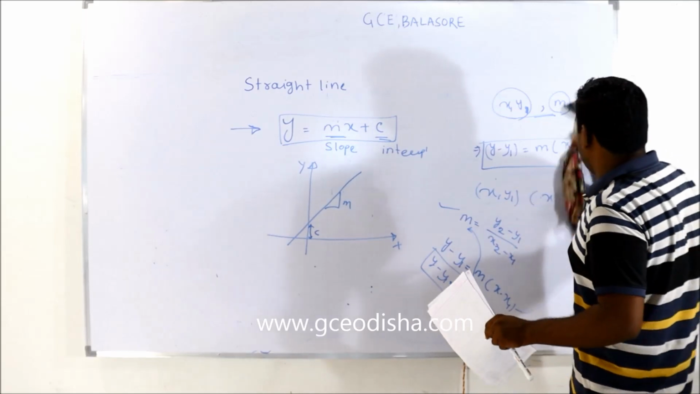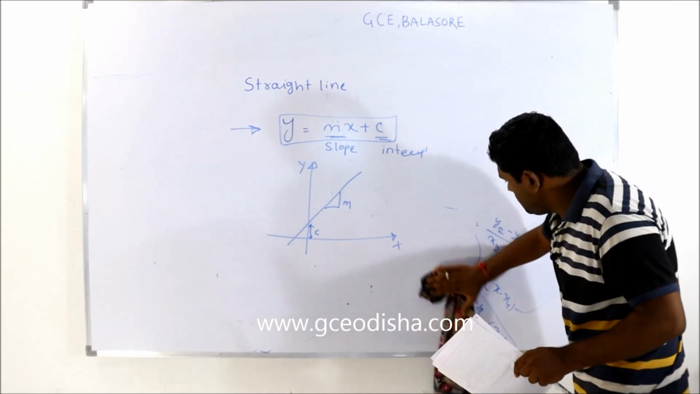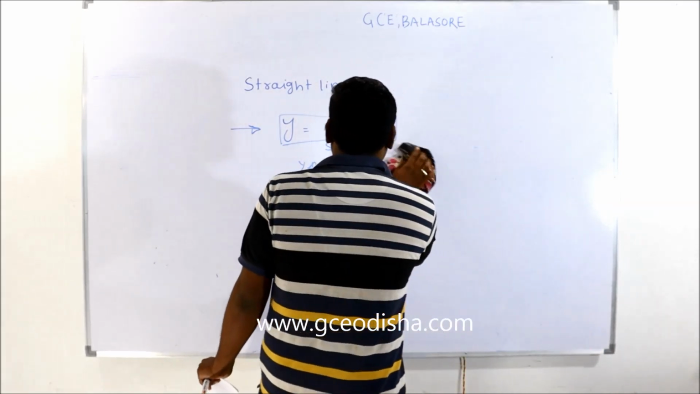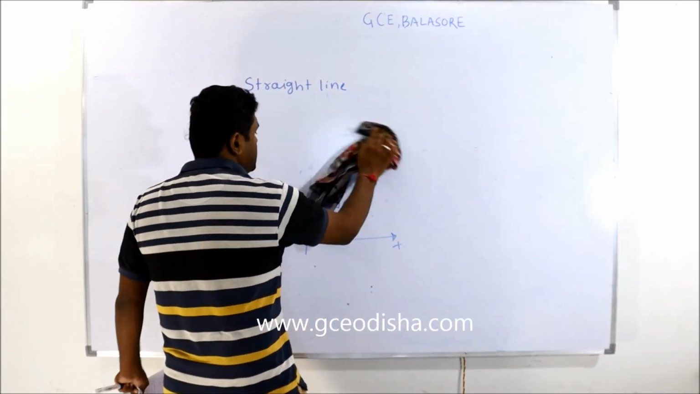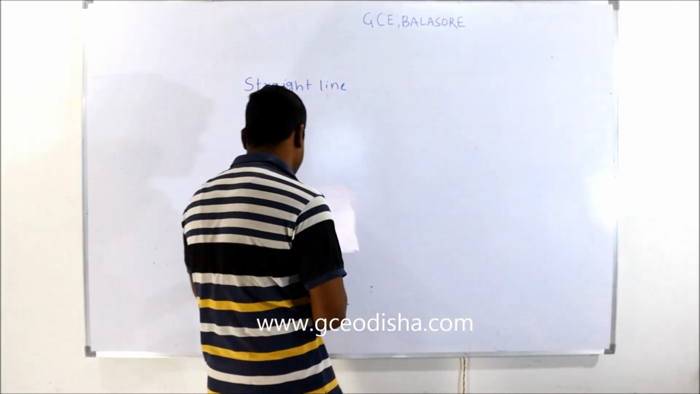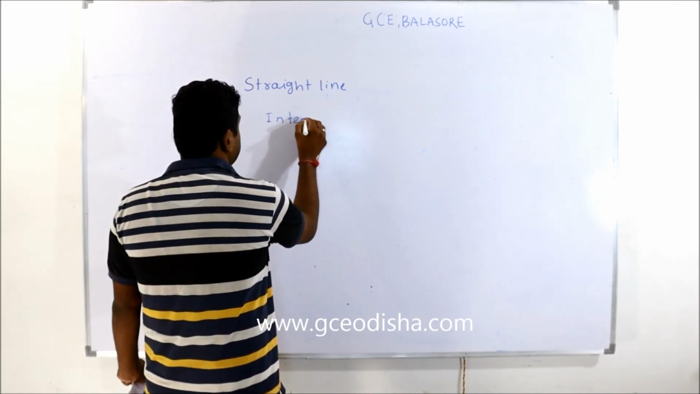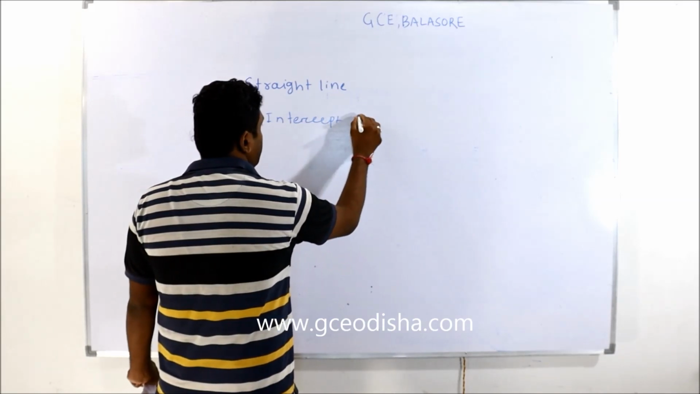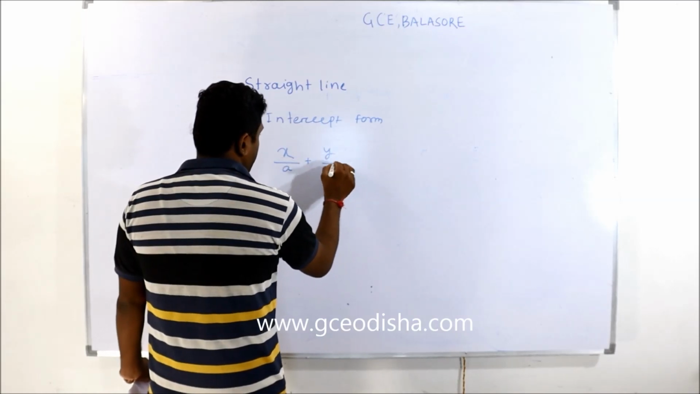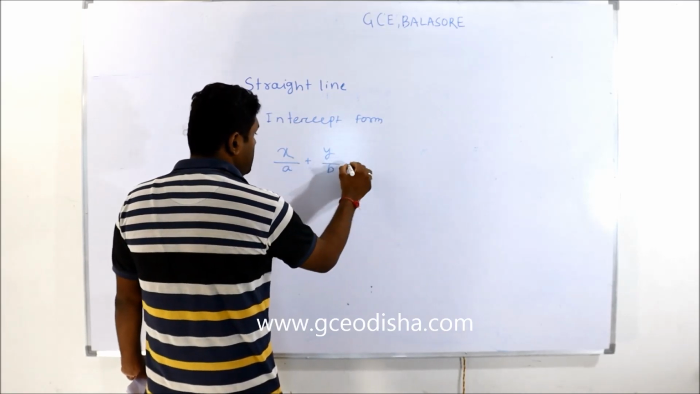Just remember the equations. This will help you to solve objective questions. I am giving you other 2-3 equations of the straight line of different forms. Another form is the intercept form: x by a plus y by b is equal to 1.